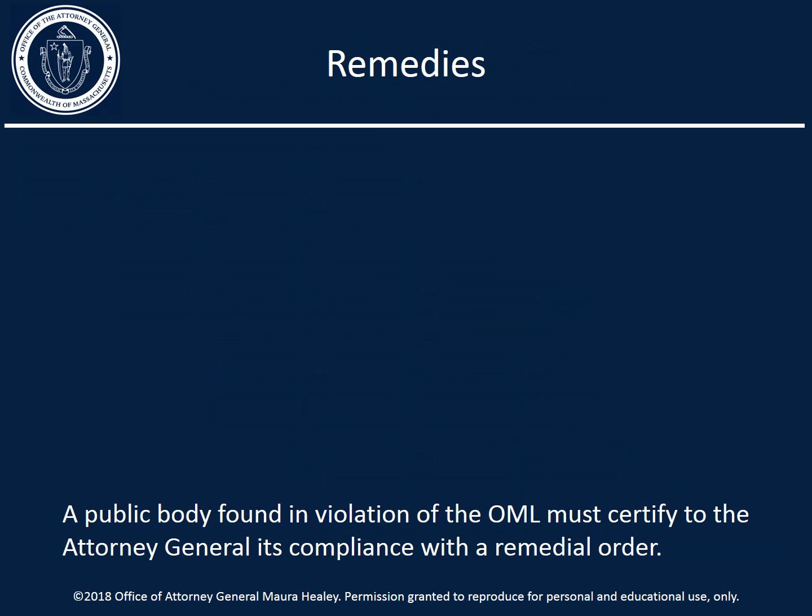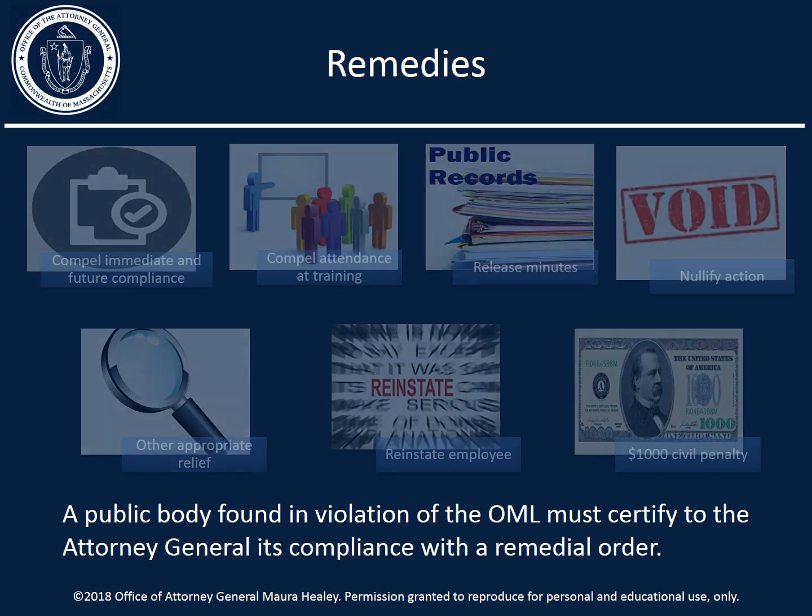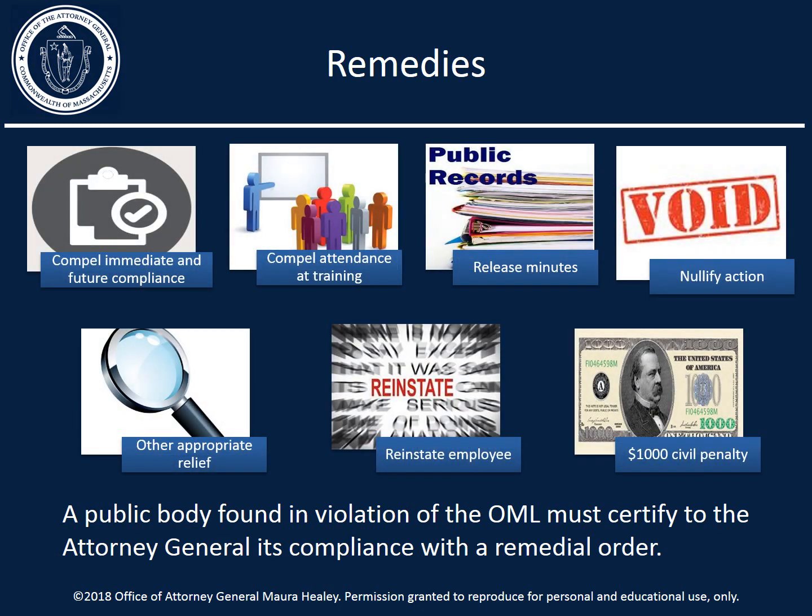If the Attorney General conducts an investigation and finds that a public body violated the open meeting law, there are several statutory remedies that the Attorney General may order. The Attorney General may compel immediate and future compliance with the law. This means that the public body has been put on notice that this conduct violates the law, and future similar violations may be found to be intentional.